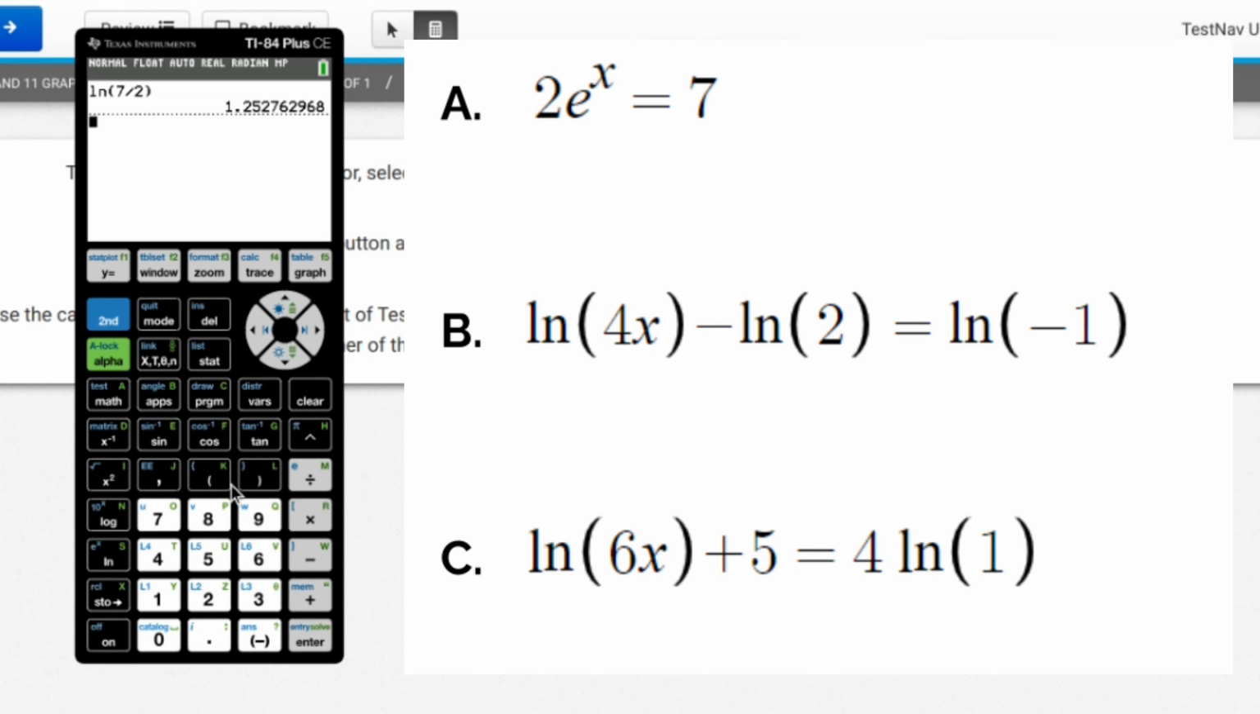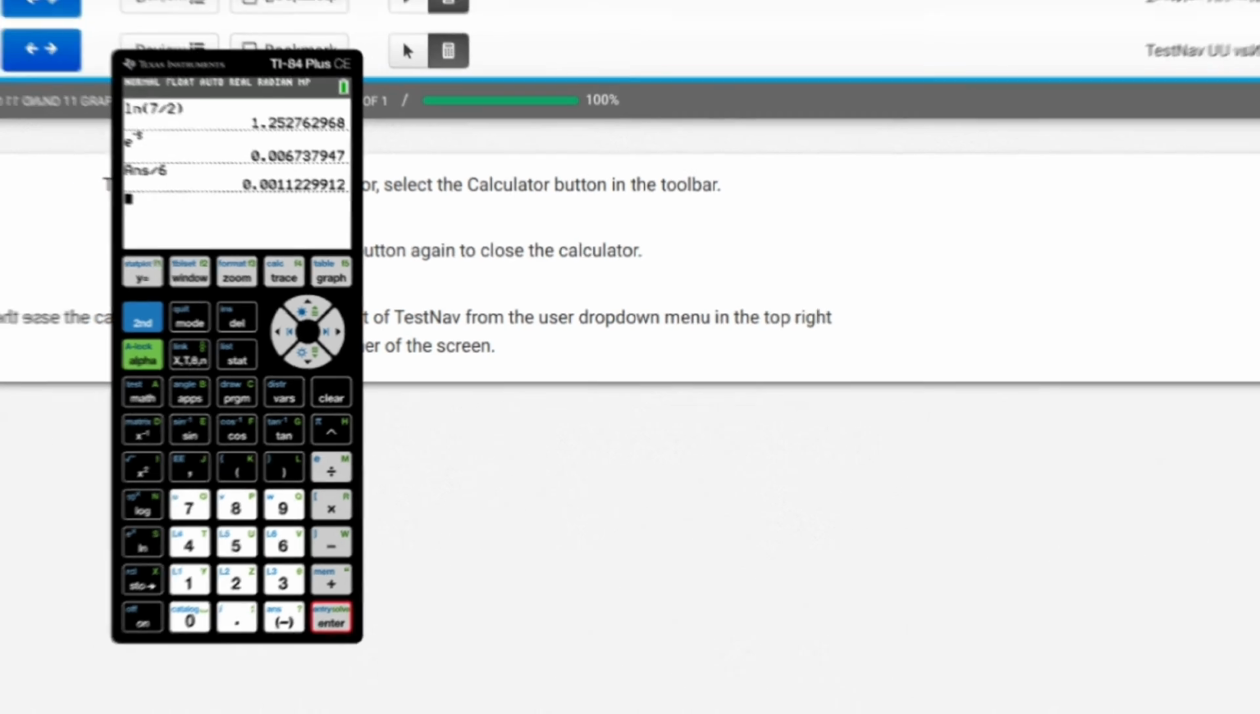Okay, so we made it this far. Let's do e to the negative 5th first. So where's e? Second ln gives us e to the. So now all I have to do is type out negative 5th, hit enter on that guy. Logically, the next step would be divide both sides by 6. So let's do that. And we get an awfully small number. 0.001 is going to be our guy.